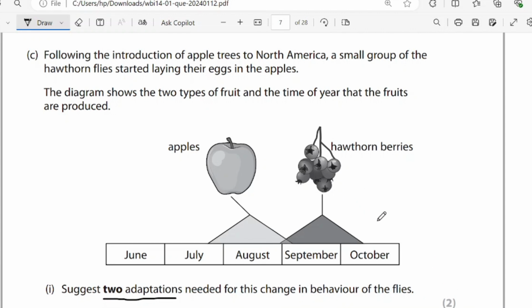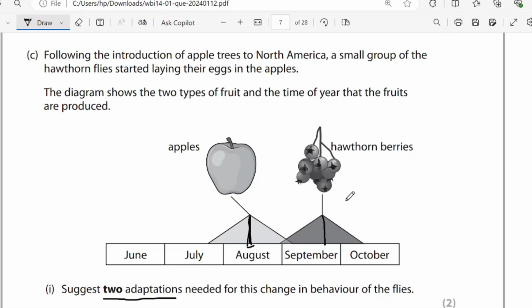So originally they were laying eggs in hawthorn berries that grew in almost late September, but then some of them started laying eggs in apples which grow in mid-August. So I'd say two adaptations that the flies would have to make: lay eggs in mid-August, which is probably a different temperature compared to late September in America. So they are laying eggs at a different temperature.